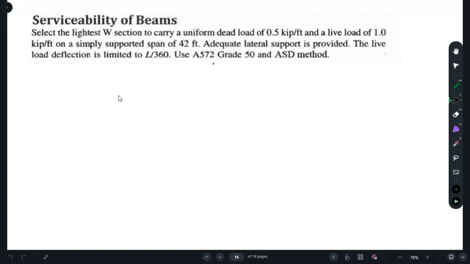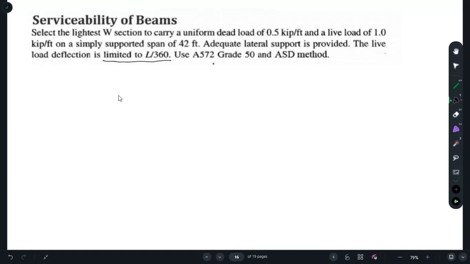You have limited deflections. You cannot go over the limited deflection criteria here, and you have to check the shear that is occurring on the beam also. So there are two checks. One is for deflection, and another one is for shear. First things first, you need a moment.